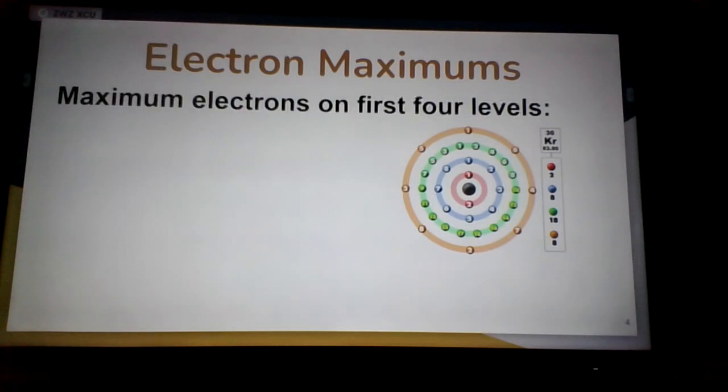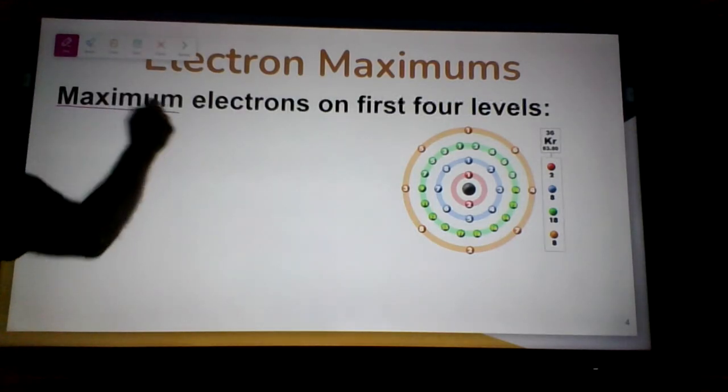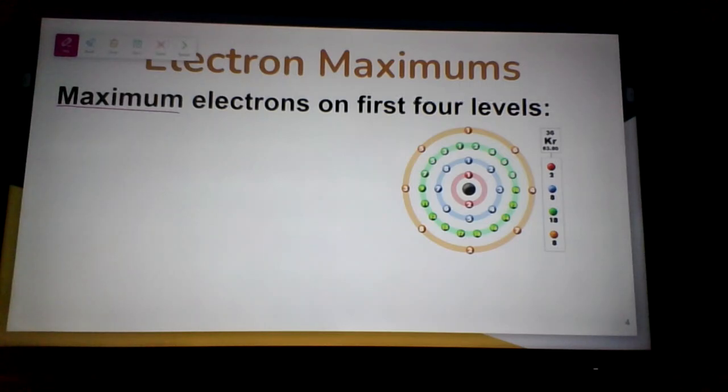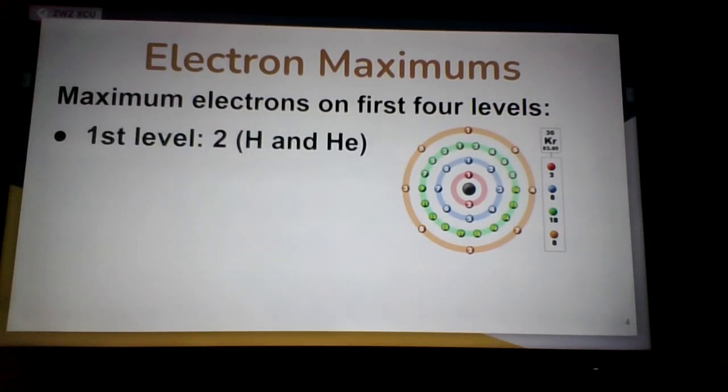These are the maximums. Remember, not all the levels have all the electrons that you're about to see listed here. These are the maximums that the levels could hold. In this class, we worry mainly about the first 4 energy levels. I'll mention 5, 6, and 7, but we'll focus on 1, 2, 3, and 4. The first level can hold at most 2 electrons. No atom will ever have a 3rd electron on that first energy level.